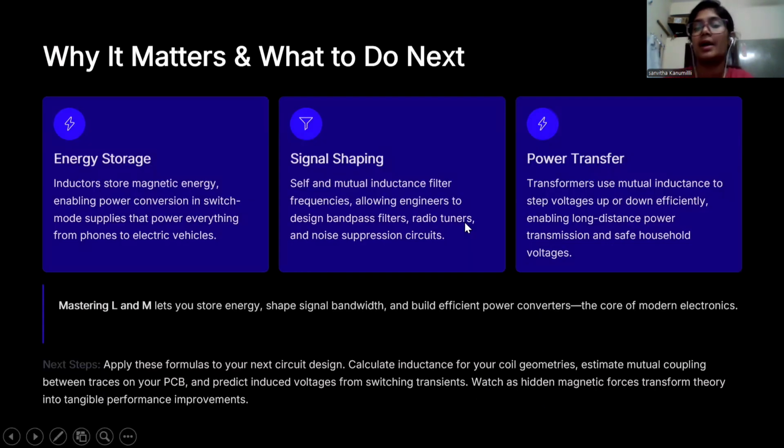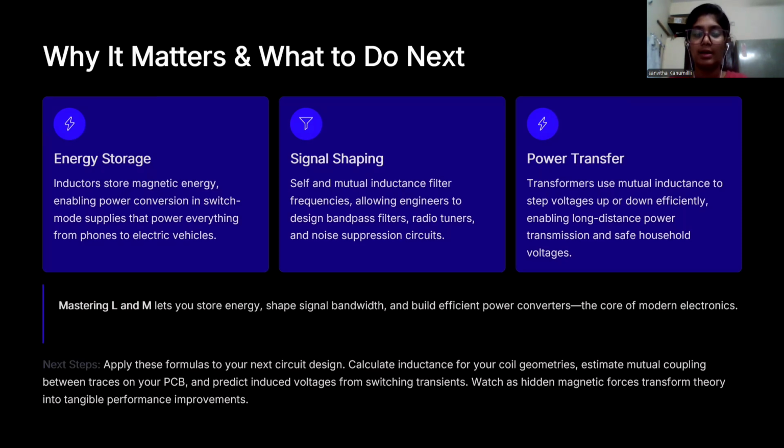Okay, why it matters and what to do next. Energy storage, signal shaping, and power transfer. Coming to energy storage, inductors store magnetic energy, enabling power conversion in switch mode supplies that power everything from phones to electric vehicles. Coming to signal shaping, self and mutual inductance filter frequencies, allowing engineers to design bandpass filters, radio tuners, and noise suppression circuits. And coming to power transfer, transformers use mutual inductance to step voltages up or down efficiently, enabling long-distance power transmission and safe household voltages.